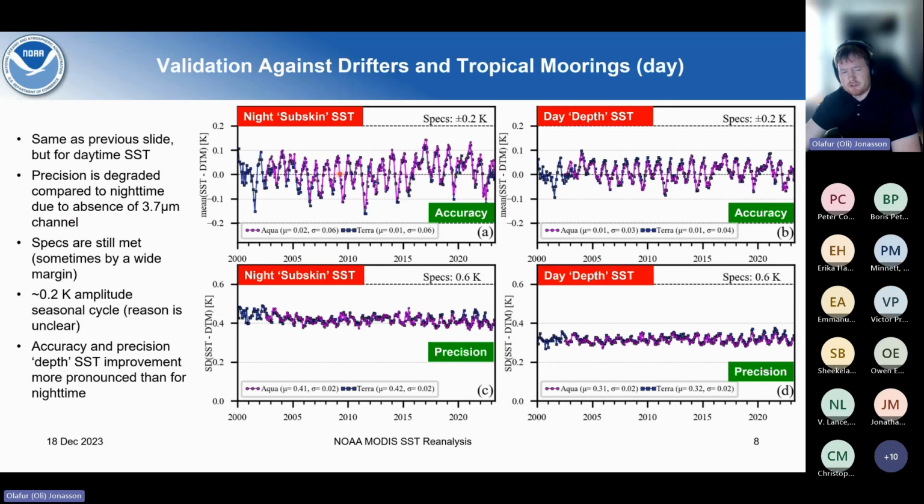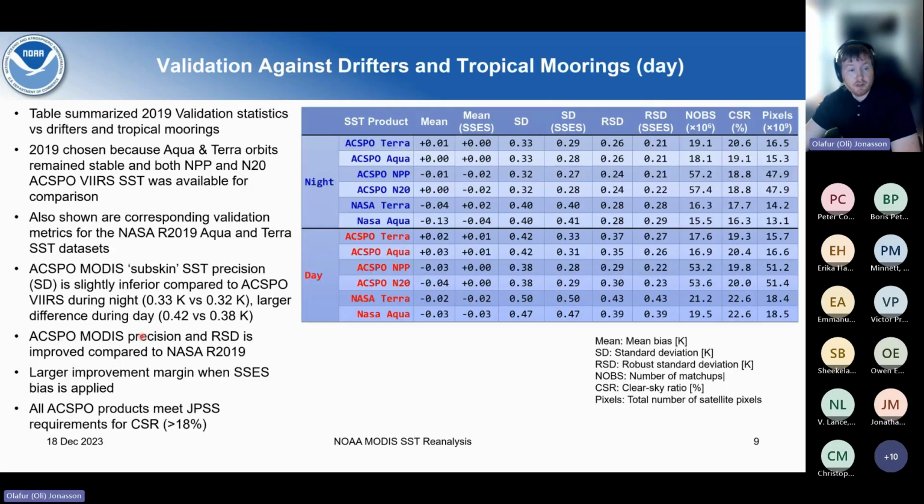We used to think this was just diurnal variation, the skin depth difference, but we see the same thing for Aqua and Terra and VIIRS and all these platforms in very different orbits. So we think it's more likely something to do with the retrievals. When we go from subskin on the left to depth, you can see there's a big improvement. This is more than what we saw for nighttime.